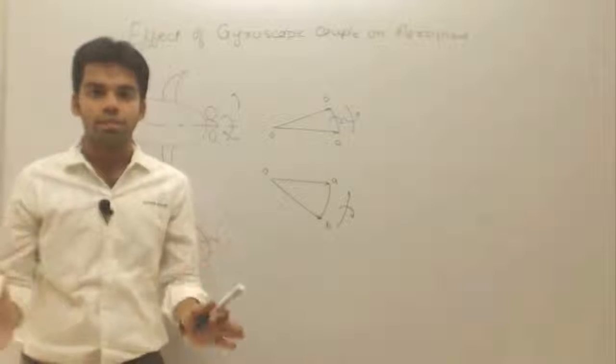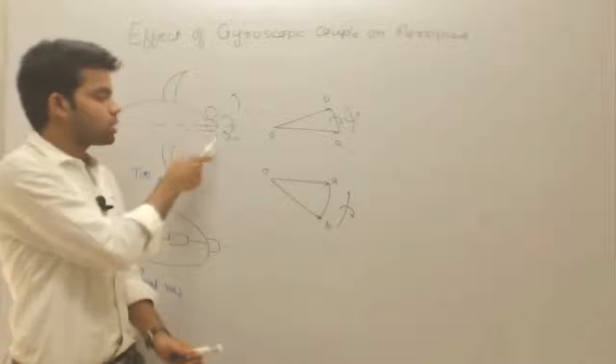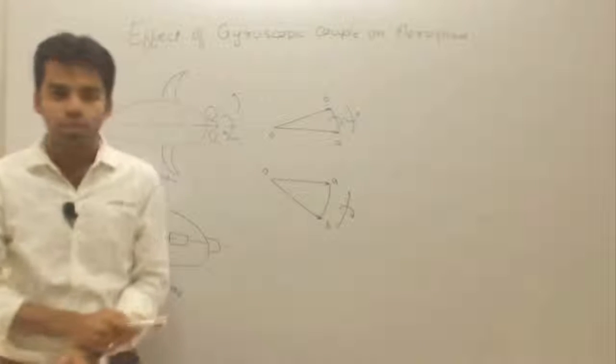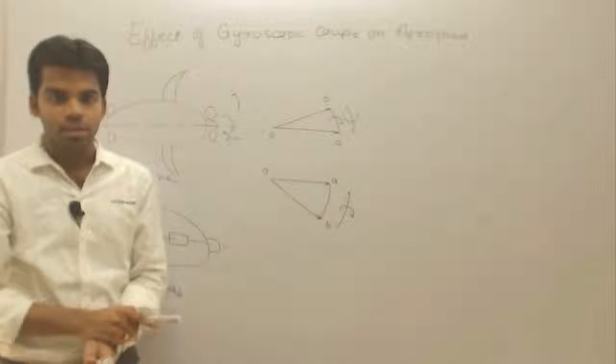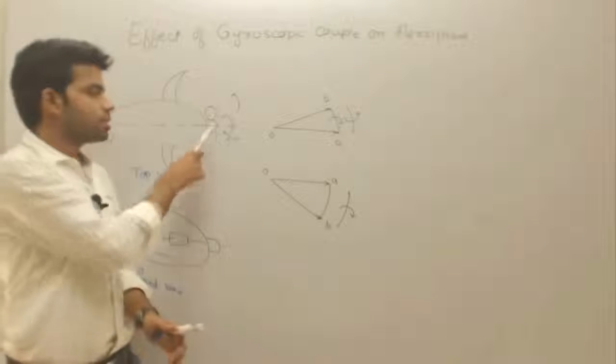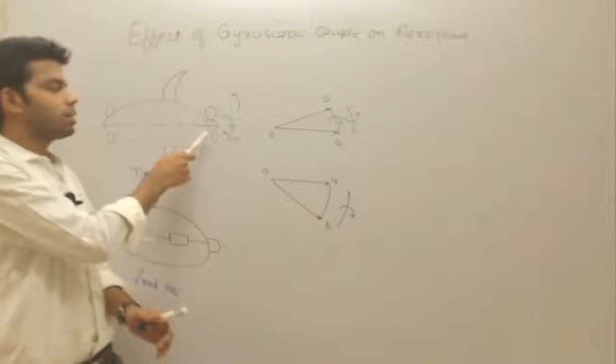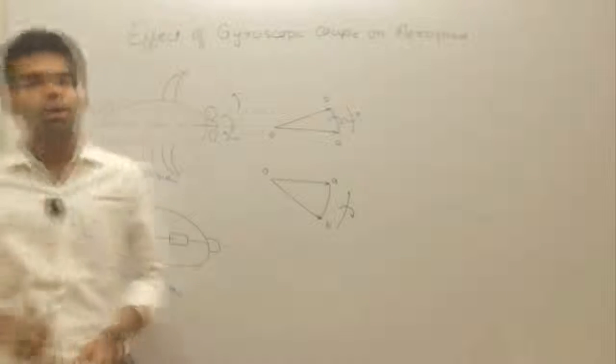And if both are changing, that means if the rotor is rotating in anti-clockwise direction and the plane is turning to the right side, then we will get the same effect. That means the nose will raise and the tail will lower.